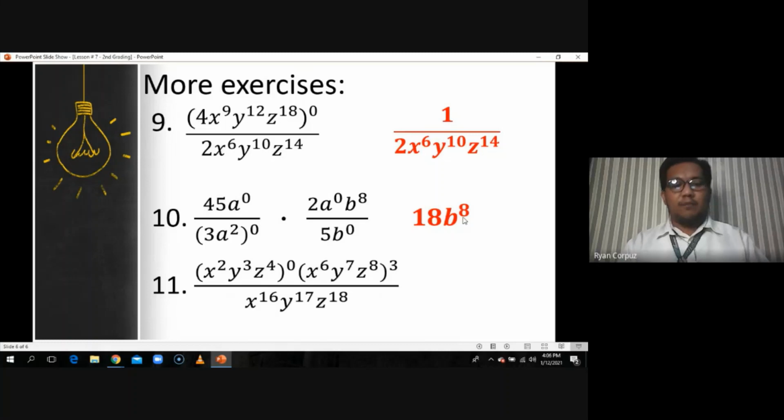So, just like example number 11. The given example number 11 is x squared, y cubed, z raised to 4 quantity raised to 0, times x raised to 6, y raised to 7, z raised to 8 quantity raised to 3, all over x raised to 16, y raised to 17, z raised to 18. We have there an expression that was raised to 0. This whole expression will be equal to 1 because the whole expression was raised to 0, and that 1 times this expression is the same as this expression pa rin.